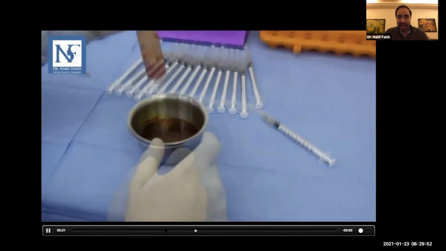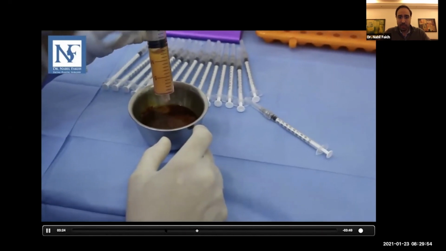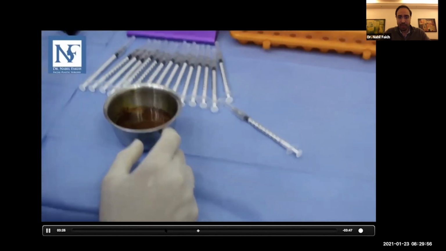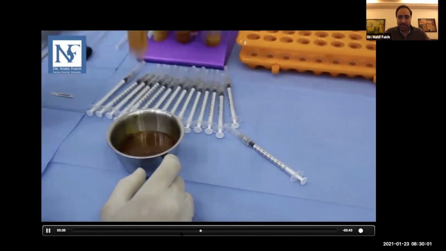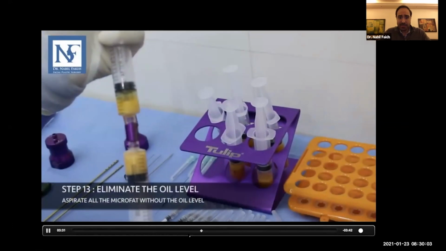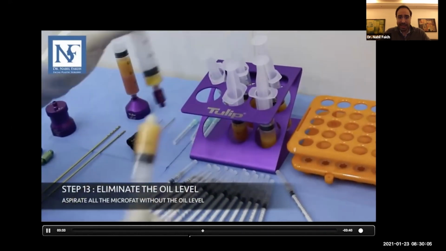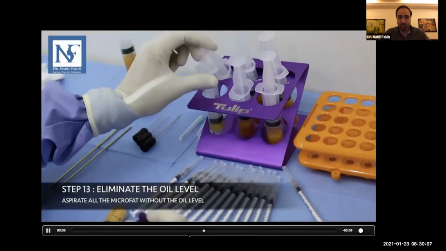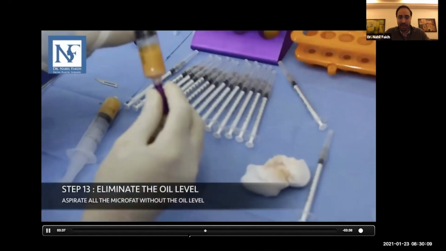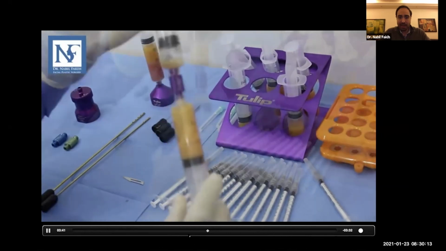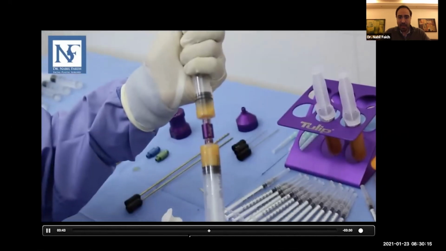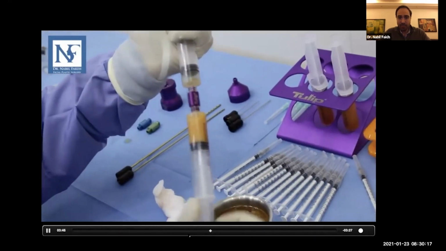So I take out all the liquid, all the tumescent solution liquid. I throw all the tumescent solution liquid. Okay, so as you see, after doing this, I transfer them to another syringe, because I want to leave the oil in the upper part. I don't want to really have oil in my mixture. So normally the oil is in the upper part, and I aspirate inside another syringe all the microfat.